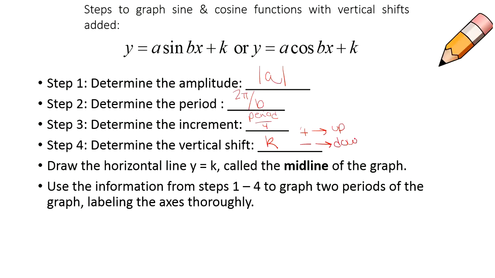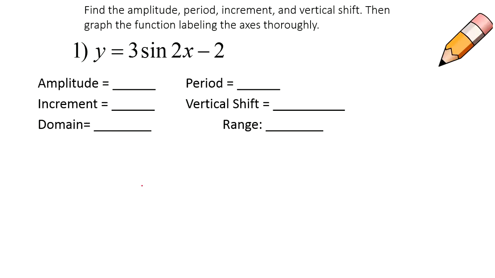to go down. Now, what you're going to want to do, we're going to draw in our horizontal line, which is called the midline of the graph. So we are going to show where the x-axis is, and then we're going to draw with a different color our midline, okay? So let's try a couple of examples.